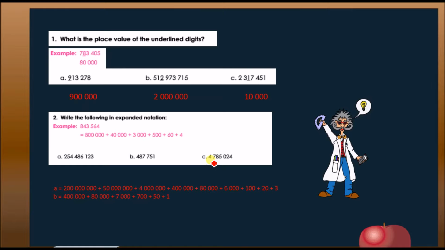This one, 4 is in the position of millions. Plus 7 is in the position of 100,000, so 700,000, and so we go down to 80,000 plus 5,000 plus 0 times 100 is 0 plus 20 plus 4. Just have a look here. Very important, that is a 0.